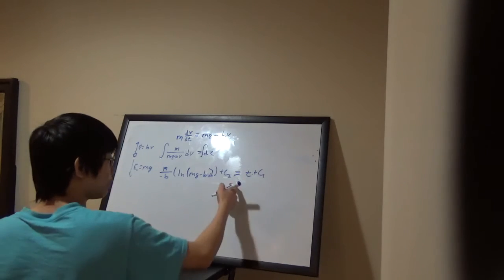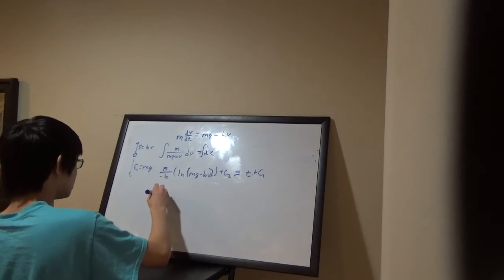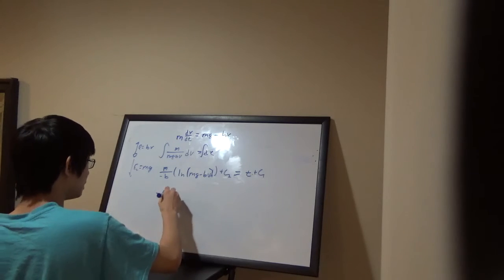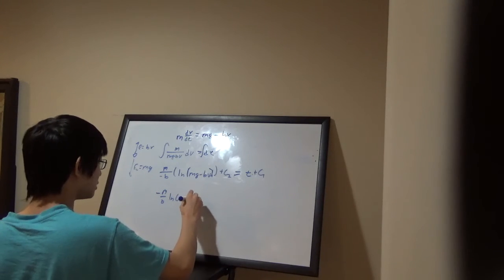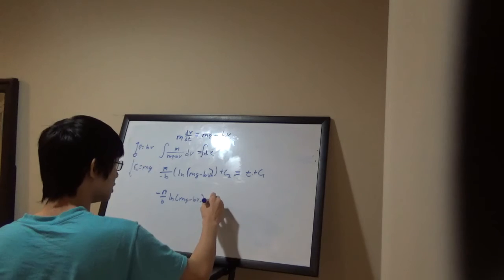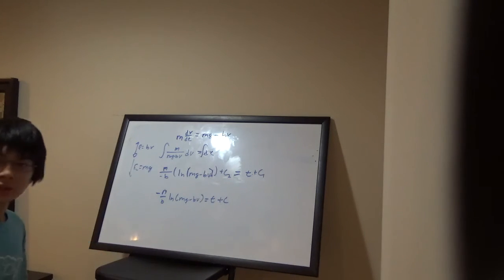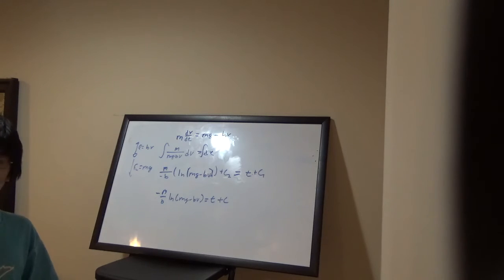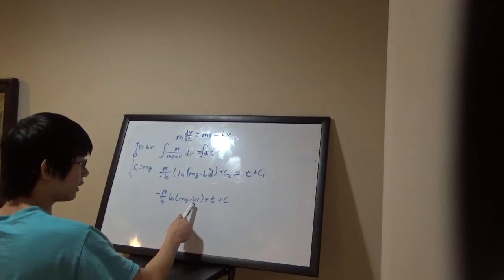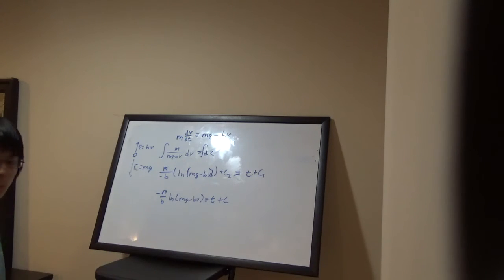The next thing I'm going to do is combine these two constants into a single constant. So on this side I have negative m over b times ln of mg minus bv is equal to t plus some other constant c. I want to find what that constant c is, and I can do that by plugging in values for our variables. My goal was to find v as a function of t, so we'll plug in values for v and t.